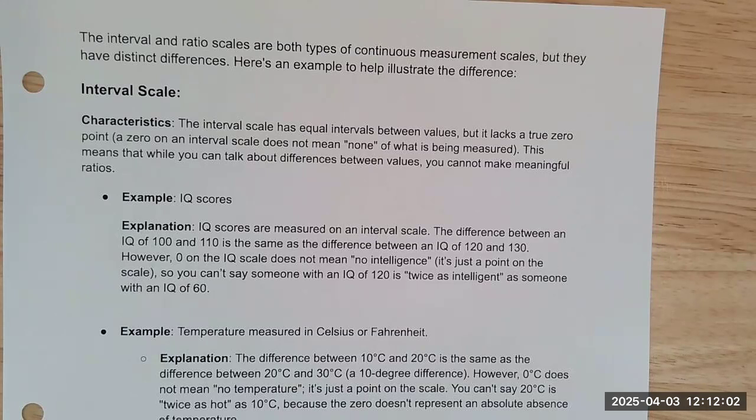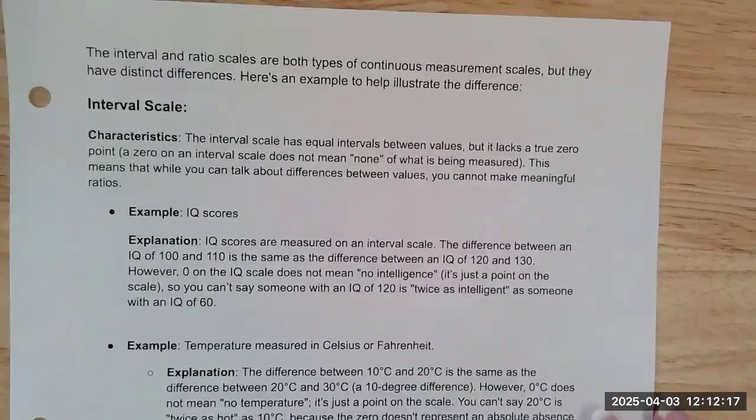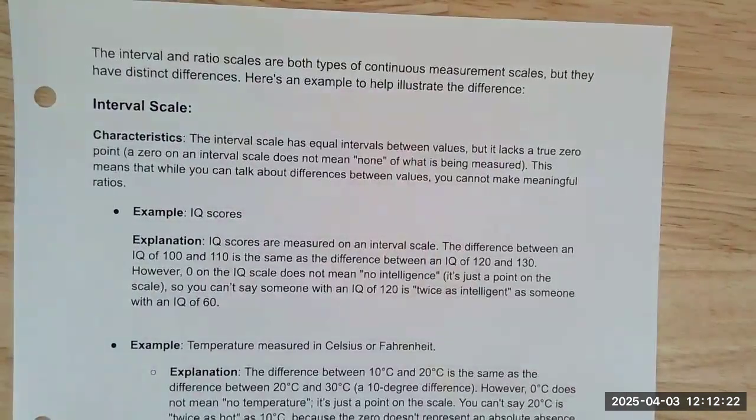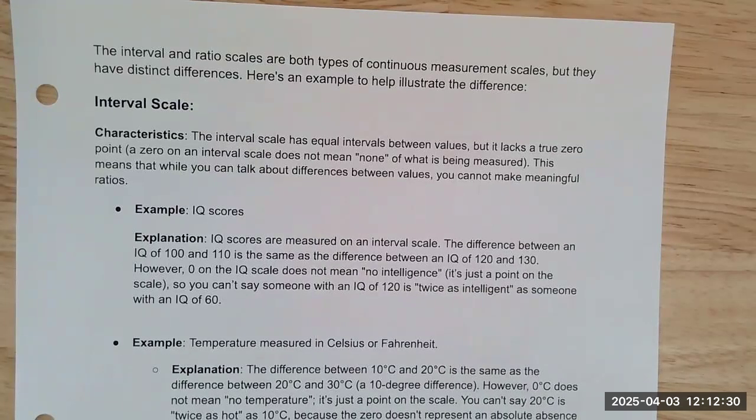There's two more pieces that go with the quantitative. One of them is called the interval scale, and one of them is called the ratio scale. On the interval scale, which, let me just go back to the top part. The interval and ratio scales both fall under our continuous measurement scales, but they have some slight differences here. With the interval scale, there's equal intervals between the values, but there's not really a true zero. And here's what I mean by that.